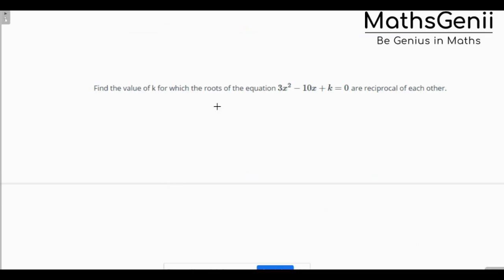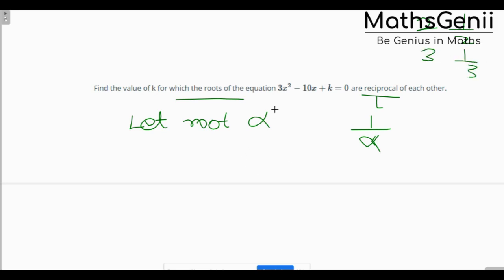Find the value of k for which the roots, so it can say zeros or roots, are reciprocal of each other. Now students, he has not given me the value of roots, so that is why I have to consider: let one of the roots be alpha and the other root is its reciprocal, so 1 upon alpha. What is reciprocal? I hope you all know what is reciprocal. 2 reciprocal is 1 upon 2. 3 reciprocal is 1 upon 3. Similarly, alpha reciprocal is 1 upon alpha.